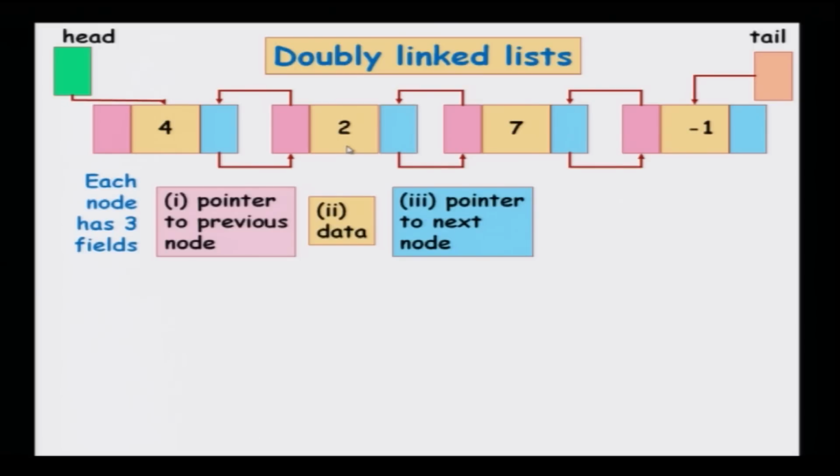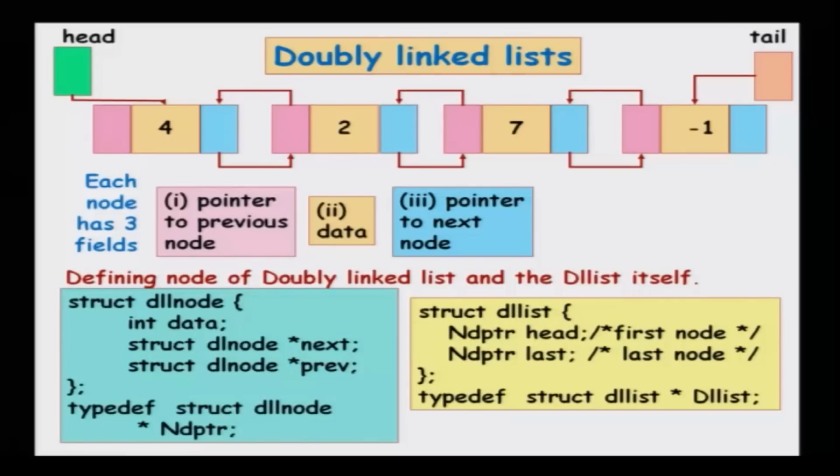So, now the variation is this: each node has three fields. One is a pointer to the previous node, the second is the data in the node, and the third is the pointer to the next node. So, how will the definition look? It will say something like struct DLL node, doubly linked list node. It will have one field which is data, let us say, and then two pointers, struct DLL node next and struct DLL node previous.